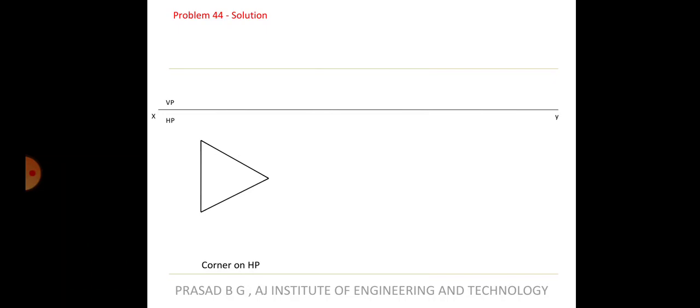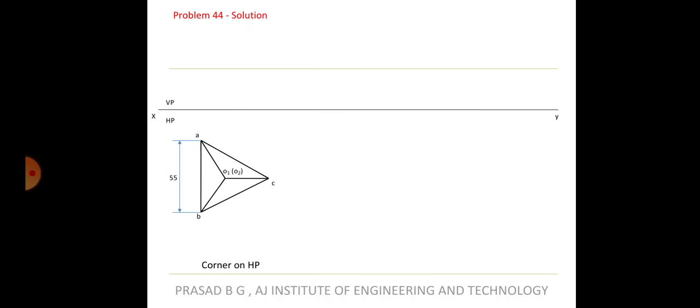So let us join the corners and get the center of that. The side is 55 mm. A, B, C is the base. The center has been found, that is O1 and O2.